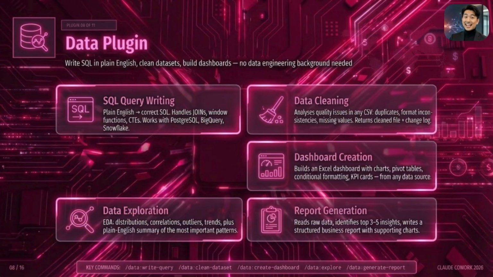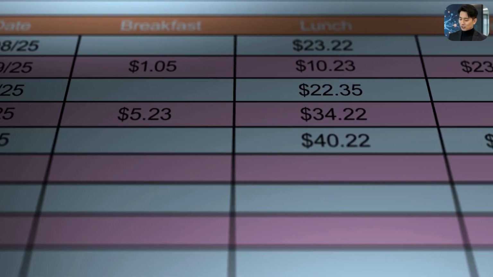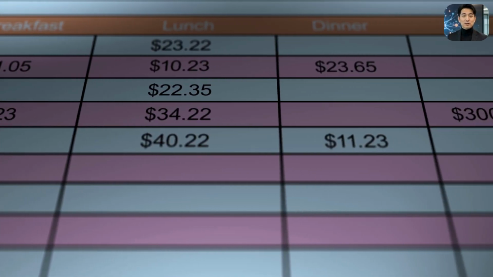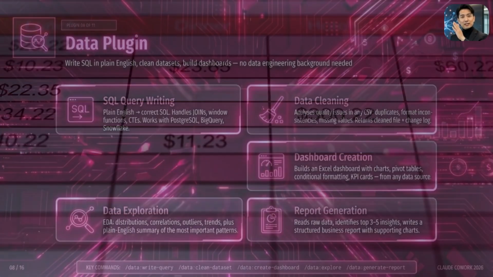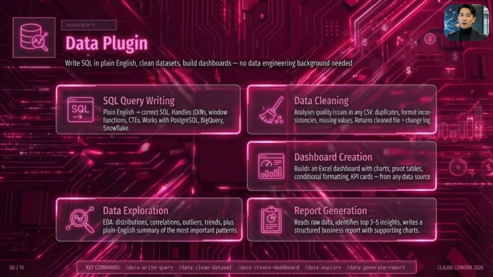The data exploration skill produces a structured exploratory analysis, distributions, correlations, outliers, trends, and a plain English summary of the most important patterns. And the report generation skill reads raw data, identifies the top insights, and writes a business report with supporting charts.